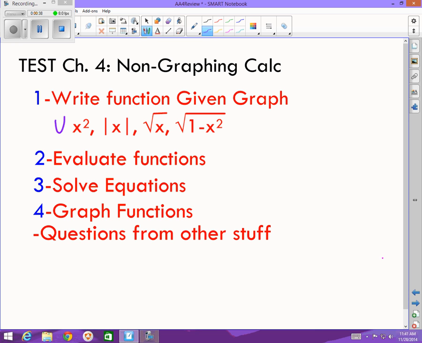x squared is a parabola, absolute value is a V, square root of x is that, and the square root of 1 minus x squared would be a circle, or it's a half circle depending on which part. If this is plus and minus, it's the full thing. If it's positive, it's the top half. If it's minus, it's the bottom half. Then you'll also have to evaluate functions, solve some equations, and then graph some functions. And so we'll look at both parts here.